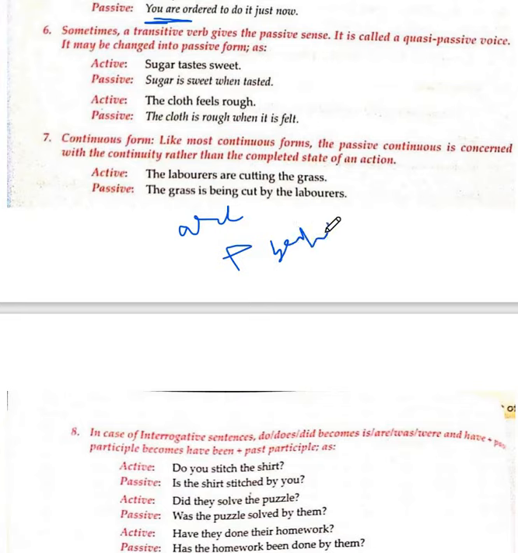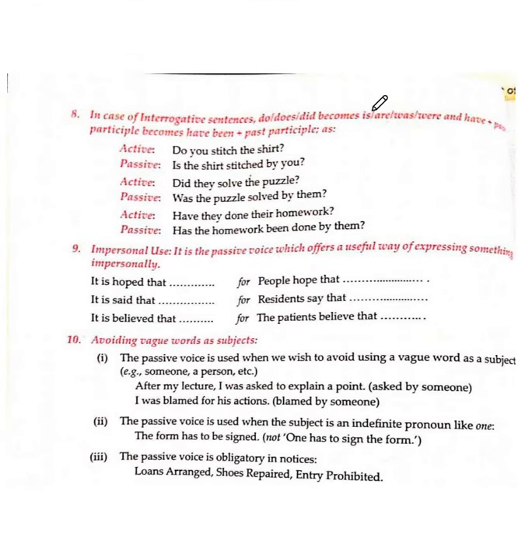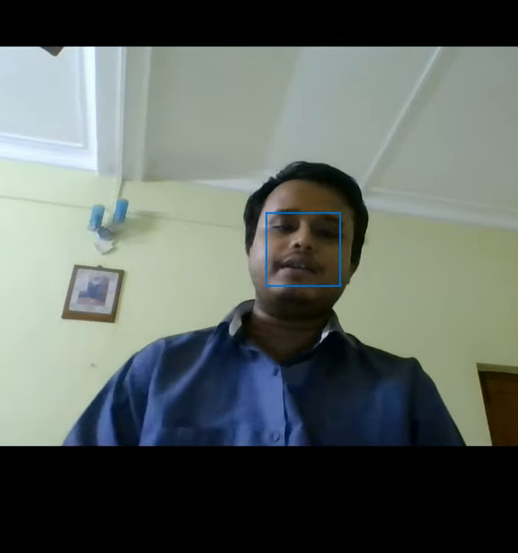Okay, so this way you can change it, using "r plus being". Next, then, "r plus being and third form". In the case of interrogative sentences, this is important, and I explained this one in your class 9 class also.